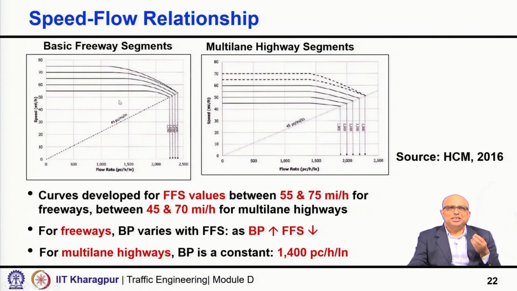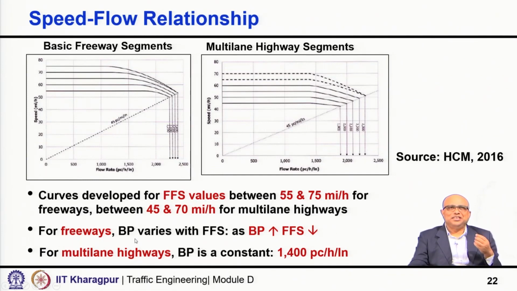One interesting thing is that the curves were developed for free flow speed values between 55 and 75 miles per hour for freeways, and between 40 and 70 miles per hour for multi-lane highways, because the multi-lane highway speed is lesser. So this is the observed or expected range used for multi-lane highways, and for freeways obviously that range is higher.